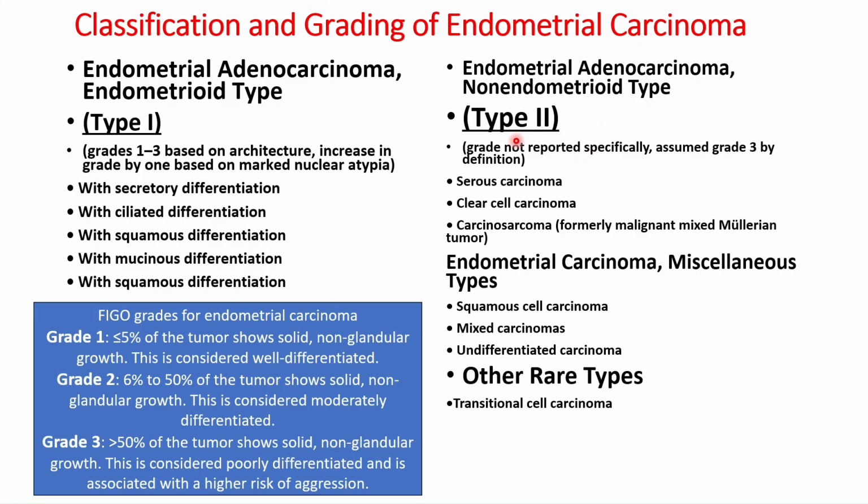Now type 2 is a highly aggressive tumor, and grading is not required because by definition it is mostly grade 3 in type. It includes serous carcinoma, clear cell carcinoma, and carcinosarcoma, formerly known as malignant mixed Mullerian tumor. Another type is miscellaneous, including squamous cell carcinoma, mixed carcinomas, undifferentiated carcinoma, and rare types including transitional cell carcinoma.